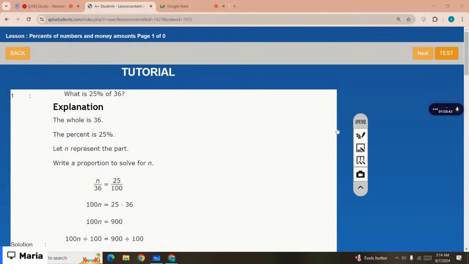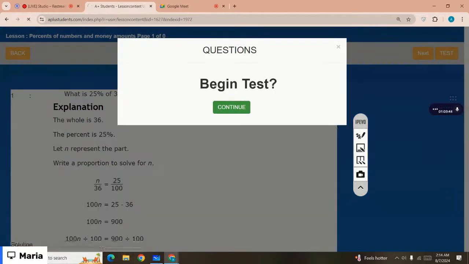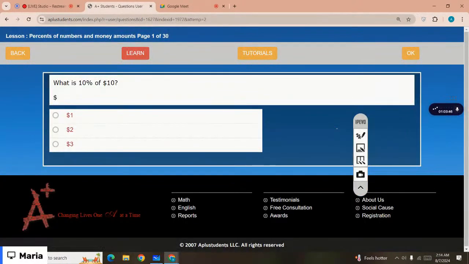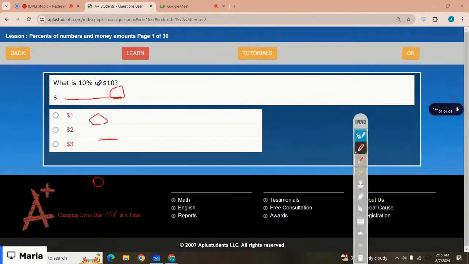Let's just start with the test questions. What is 10% of 10? You need to find 10% of 10, right?